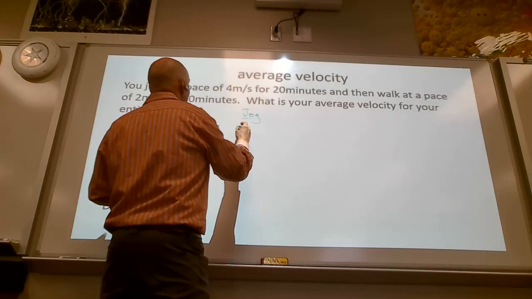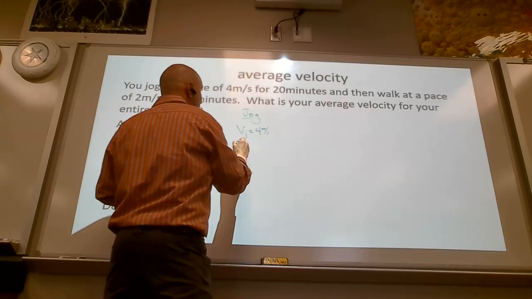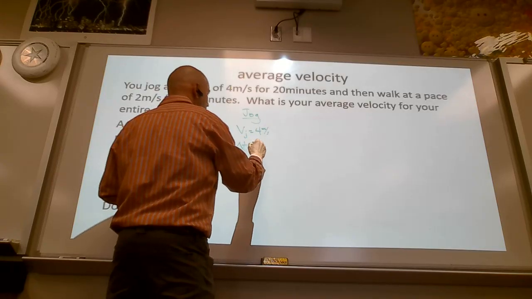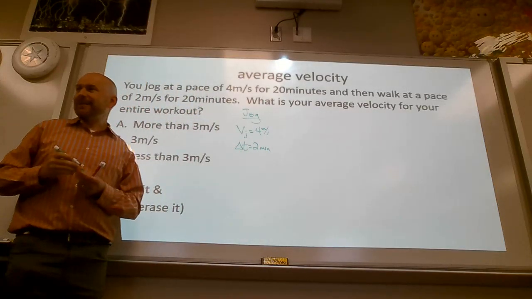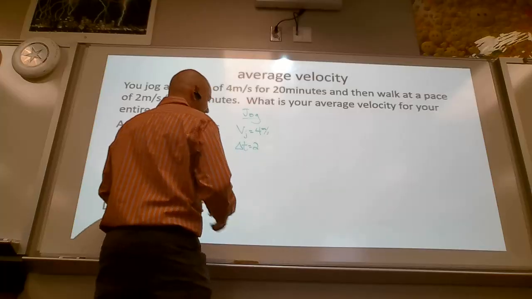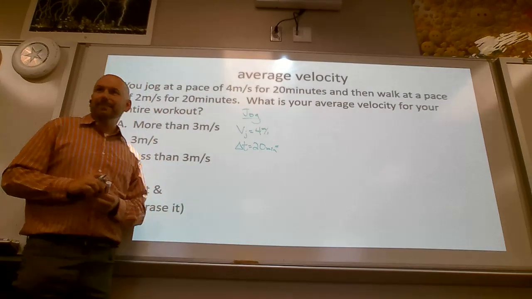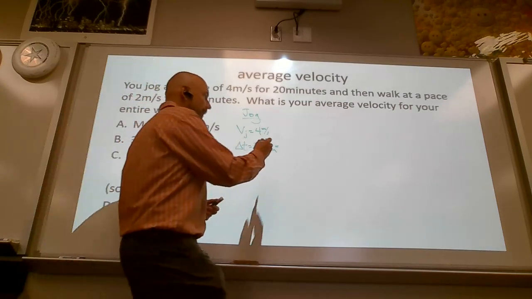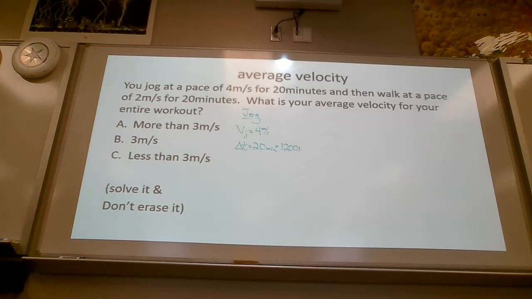We've got the velocity of 4 meters per second and a time of 2 minutes. I need to convert that to seconds, though. Sorry, not 2 minutes, 20 minutes. Not much of a workout. 20 minutes. I need to convert that to seconds. Is everybody okay with 1,200 seconds? 20 times 60. Okay. You do the walking side.